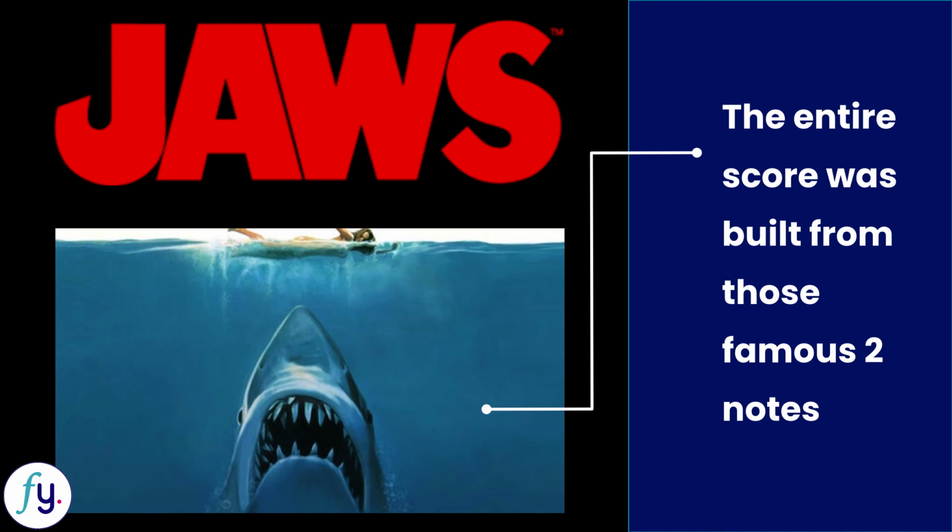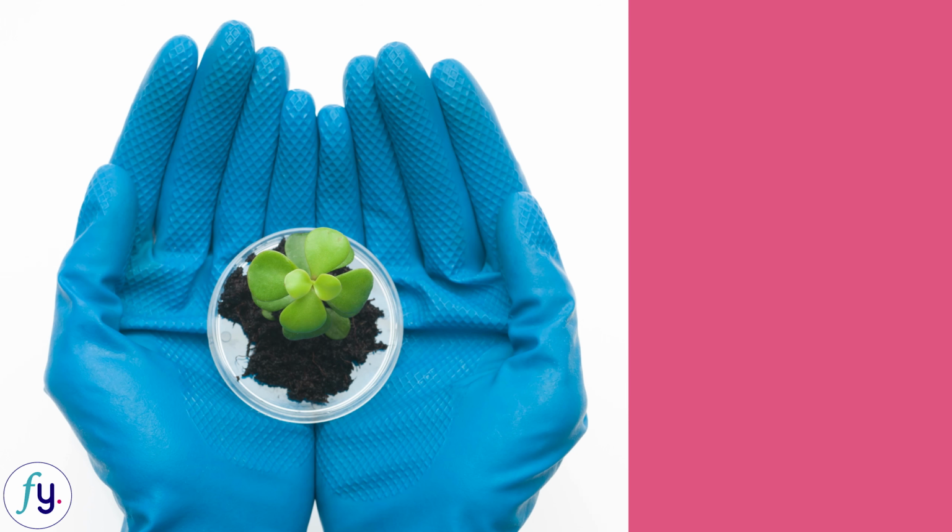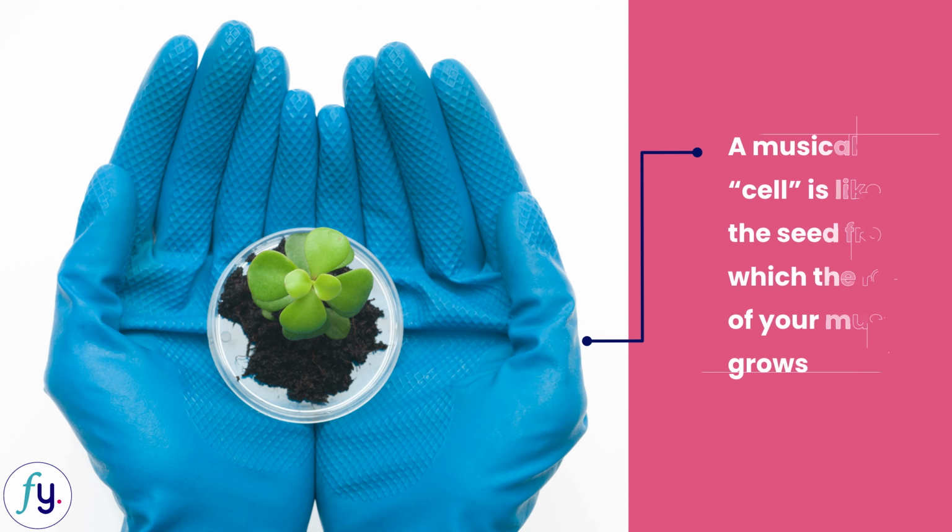So it's important that you spend a bit of time getting this right. Now, just to be clear, a cell is not a harmony or a chord progression. It's normally just a very, very short, simple melodic snippet that contains 2, 3, or 4 notes. This musical cell is like the seed from which the rest of your music will grow.